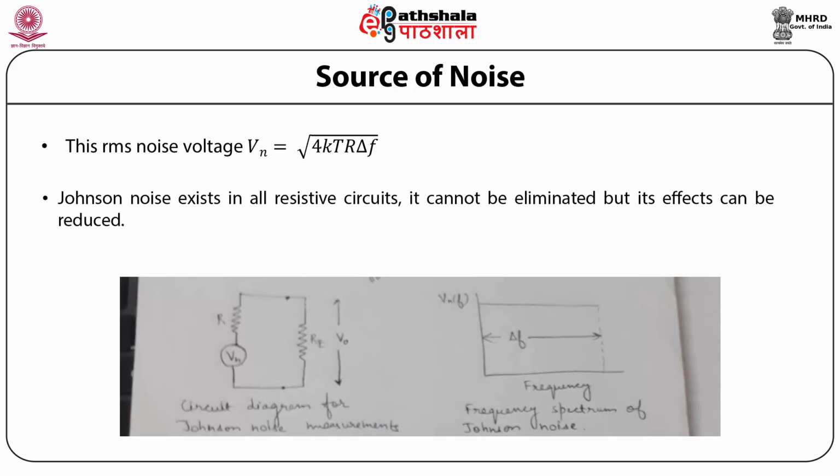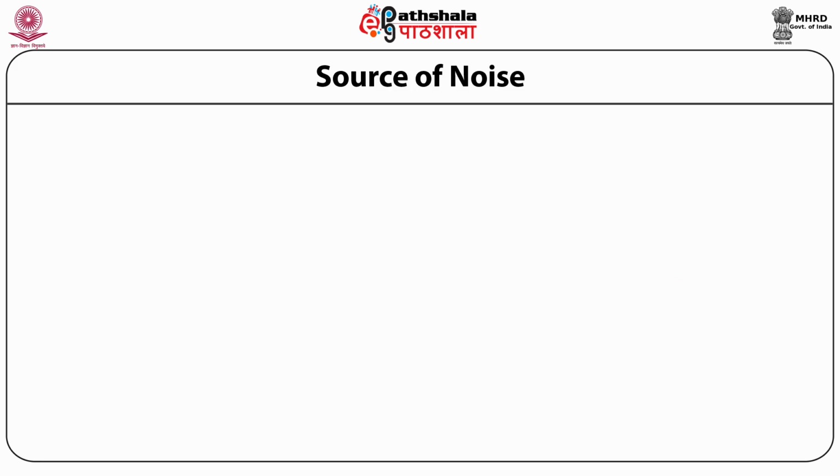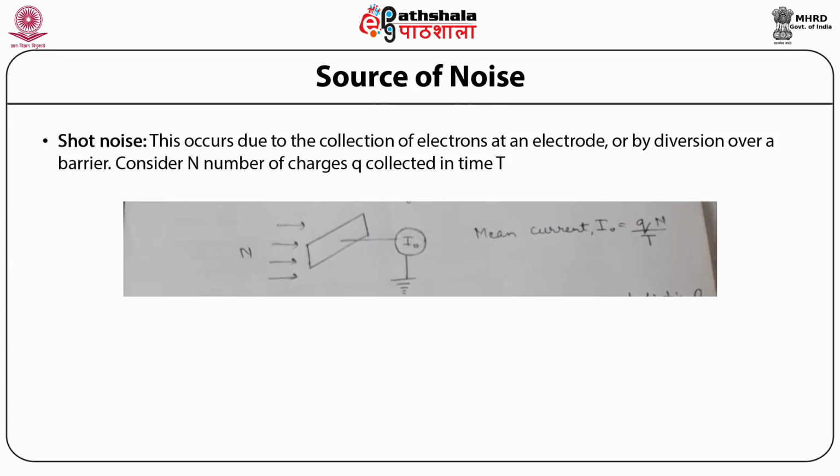So Johnson noise exists in all the resistive circuits. It cannot be eliminated, but its effects can be reduced. The next type of noise is shot noise. This occurs due to the collection of electrons at an electrode or by diversion over a barrier.